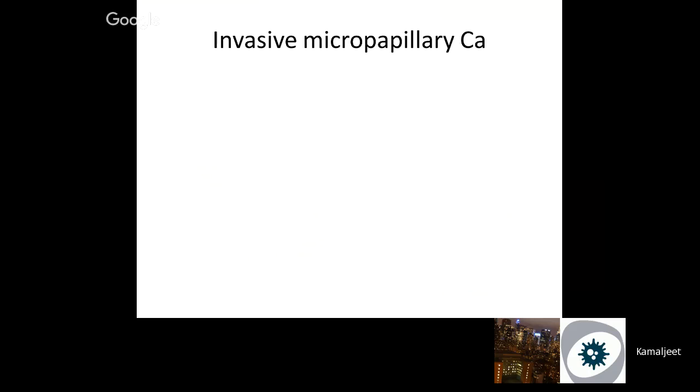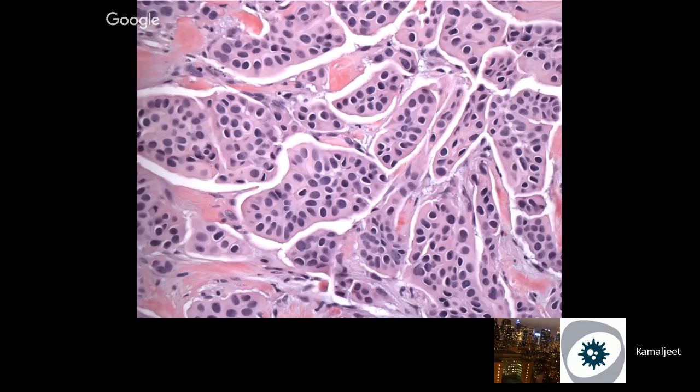So we're out of the true papillary lesions. Invasive micropapillary carcinoma. I just want to touch base on it because I think it has very typical morphological features. So this is invasive micropapillary carcinoma of the breast. And what makes it micropapillary is this typical reverse polarization of the tumor cells.